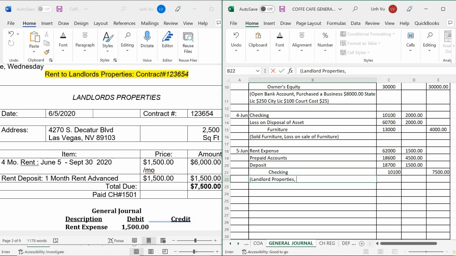You use your contract number? We signed a contract. Yes. Contract number. Okay. Contract number 1, 2, 3, 1, 2, 3, 6, 5, 4. Okay. All right. Now, any other details you want to put in here? You could say you paid for 4 months rent and 1 month deposit.